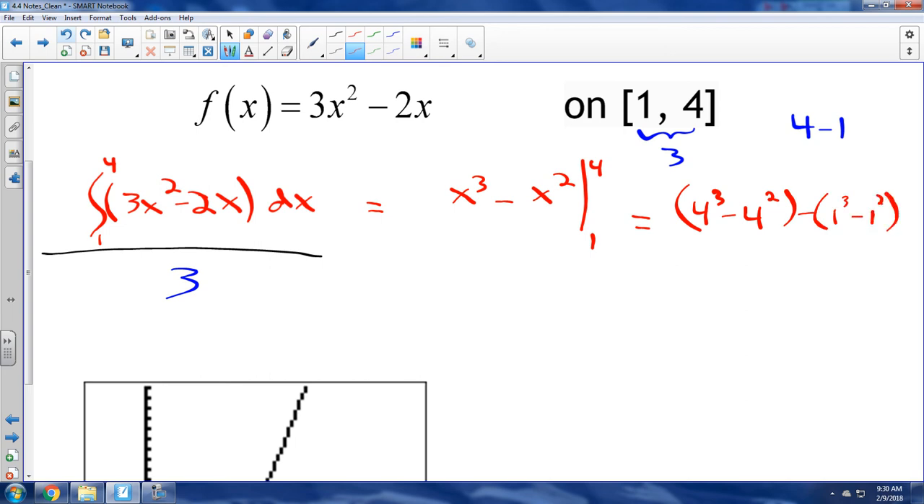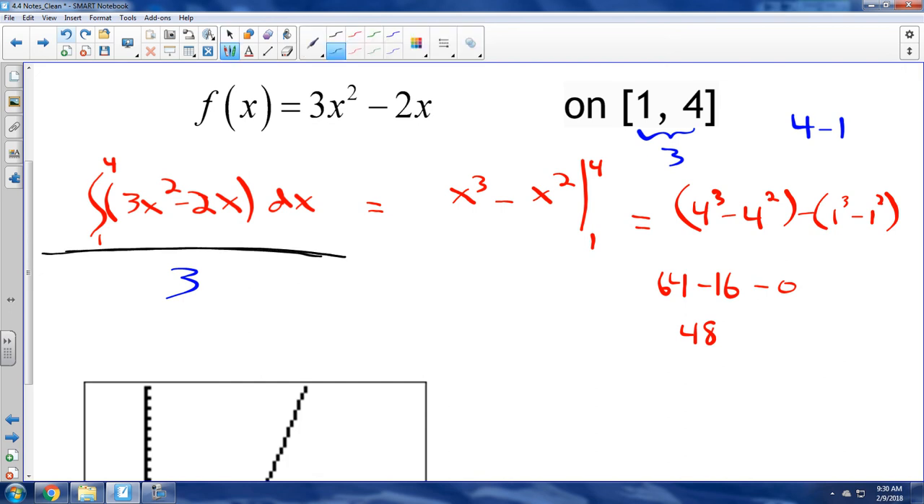Well, it's really just going to be, let's see, I think it's going to be 64 minus 16, 64 minus 16 minus 0. And if we take 16 from 64, I think we have 48. So that's the area of the width of the region.